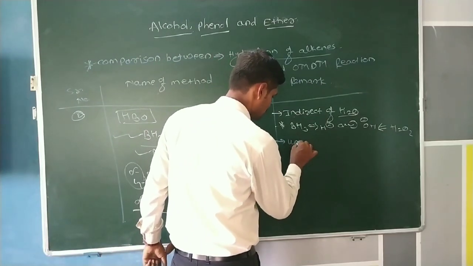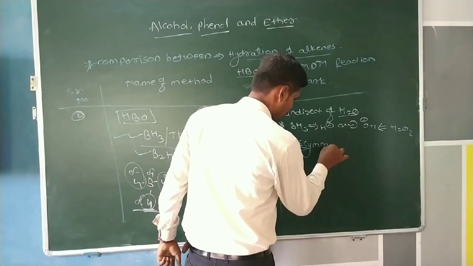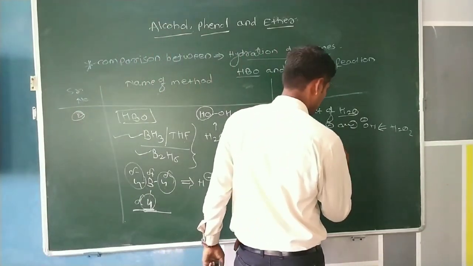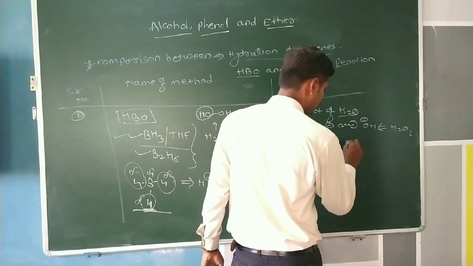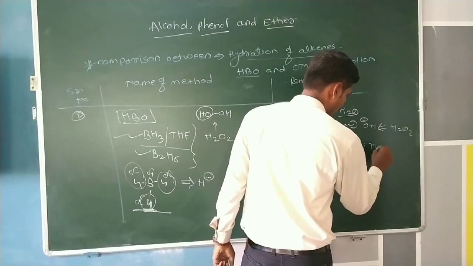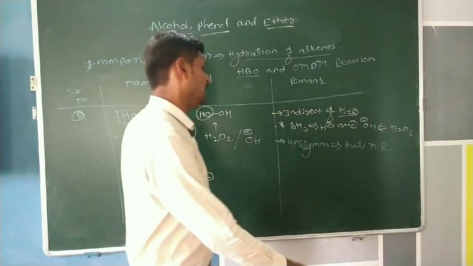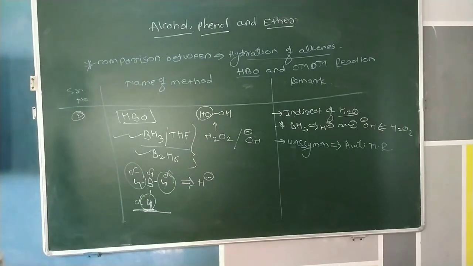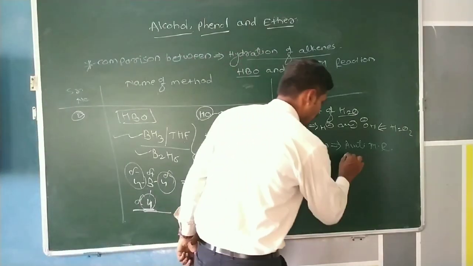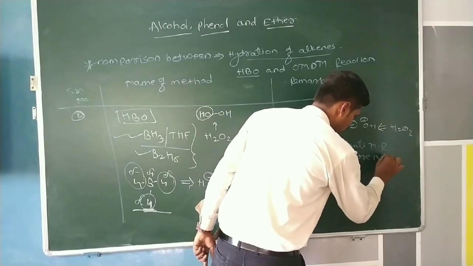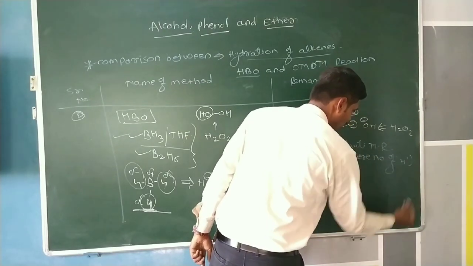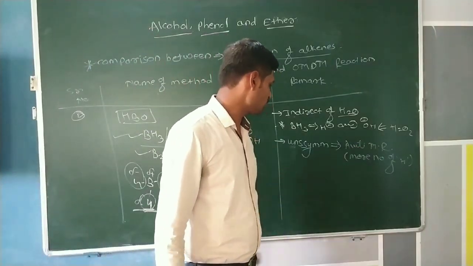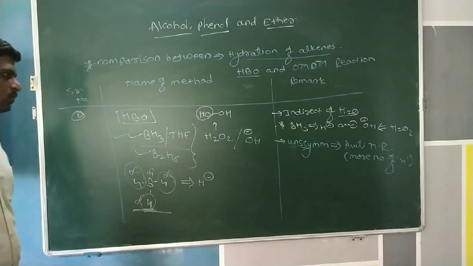That means when an unsymmetrical alkene undergoes the hydroboration reaction, the alcohol should be formed according to anti-Markovnikov's rule. Anti-Markovnikov's rule means the hydroxyl group is attached to the doubly bonded carbon atom which contains more hydrogen atoms. Therefore, according to anti-Markovnikov's rule, there is a formation of alcohol.